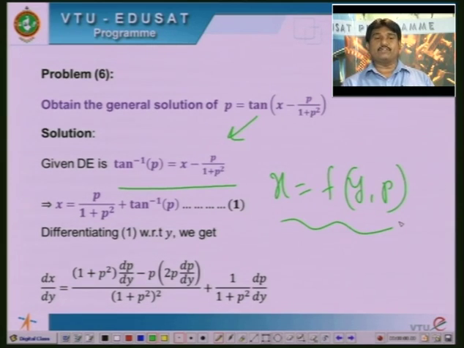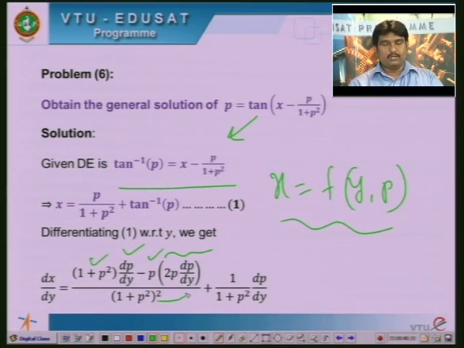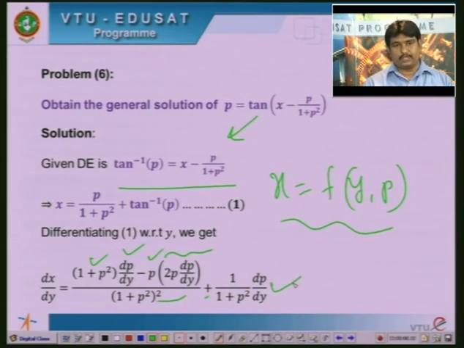Now differentiate this equation with respect to y to get dx by dy equals, apply quotient rule: denominator into derivative of numerator minus numerator into derivative of denominator. Derivative of 1 plus p square is 2p into dp by dy, divided by denominator square, which is 1 plus p square the whole square, plus derivative of tan inverse of p. Derivative of tan inverse of x is 1 by 1 plus x square. So derivative of tan inverse of p is 1 by 1 plus p square into dp by dy.